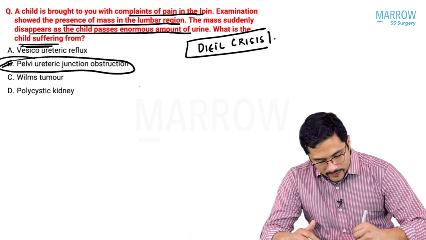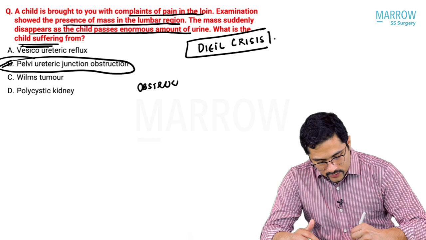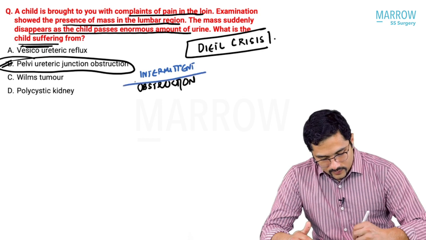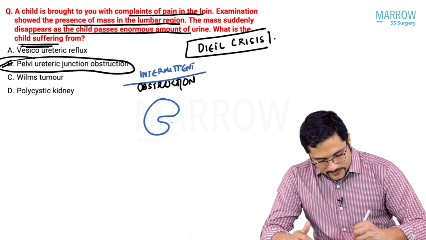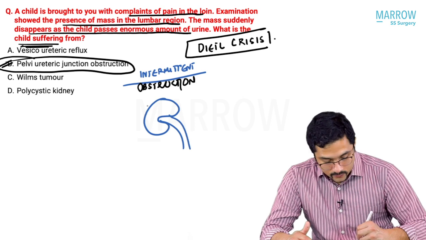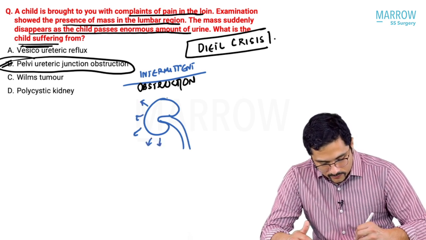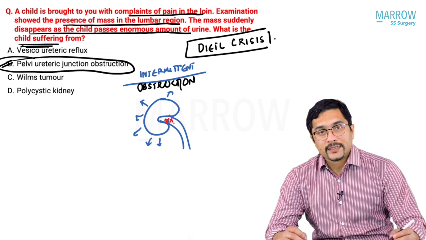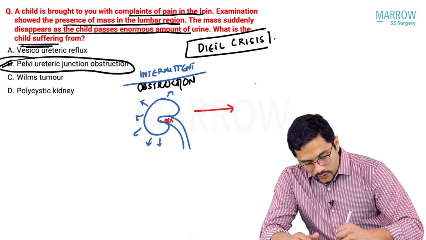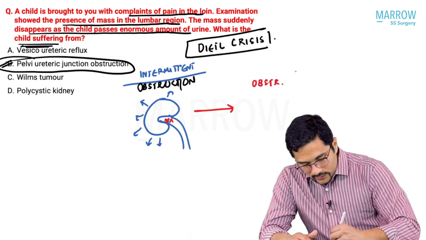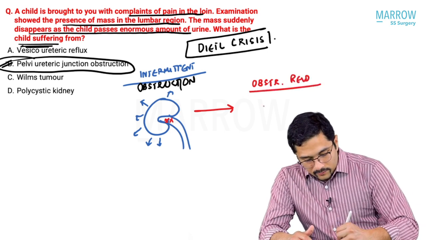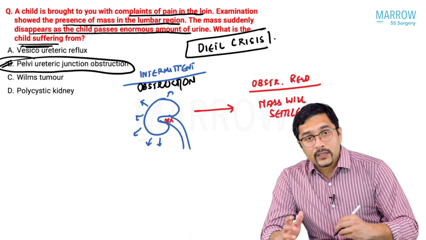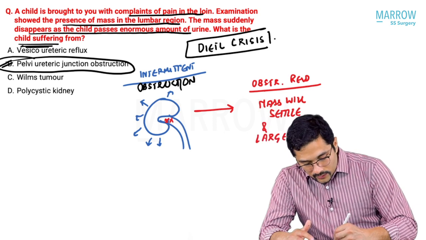So, what happens is when there is intermittent obstruction, the kidney will distend, right. The kidney is going to distend with urine and there will be a palpable loin mass. So, because of intermittent obstruction here at the pelviureteric junction, the kidney is going to distend with the mass, and once the obstruction is relieved, the mass will settle, and all the collected urine, in large quantities, is passed.